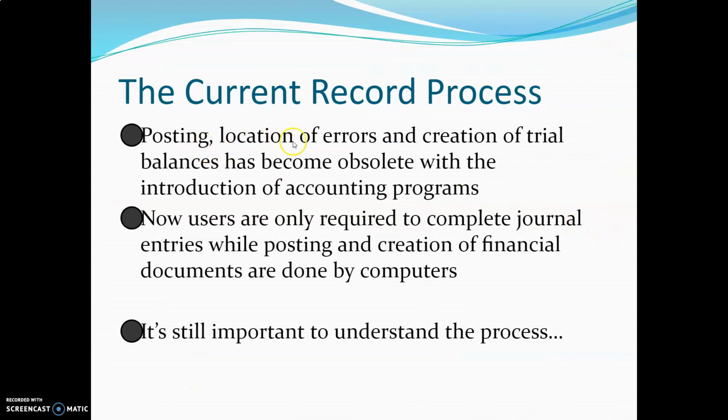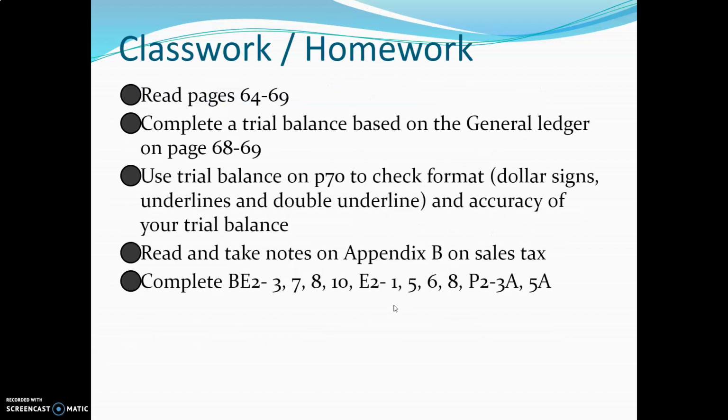The current processing, location of errors, and creation of a trial balance has become obsolete because most of this is just done with accounting programs, and you got to see that with a comment at the beginning. Now users, all you have to do is do the journal entry transactions, and the posting and creation of financial statements are generally speaking done by the computer. So how exactly has this simplified our process? You do journal transactions, you do the adjusting entries, and the computer does the rest. It's important to understand the process though, just to make sure that if there are any kind of errors or anything that looks out of place, you can spot those things.